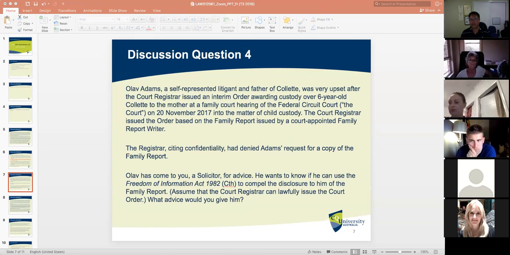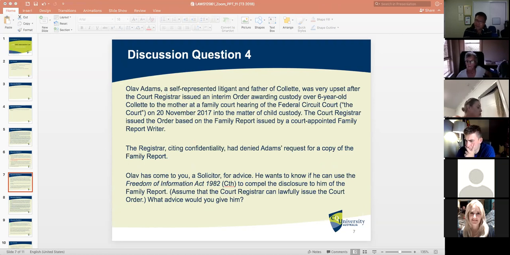You think that Olaf has the right to have access to the family report on the basis of the Freedom of Information Act? If he's a party to the case and it's on the court register, then arguably yes. Same as the last question, he should have access to it. On what ground? Because he's a party? Technically, yes, because he has an interest in it. He would, as a party, fundamentally be granted access.